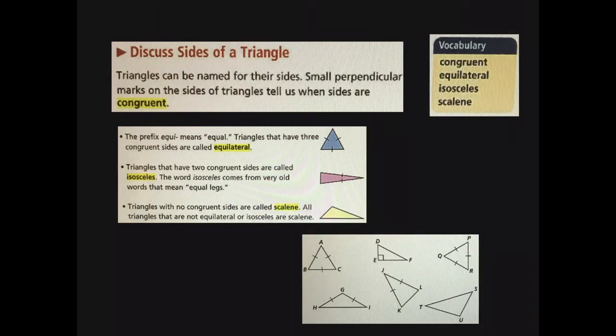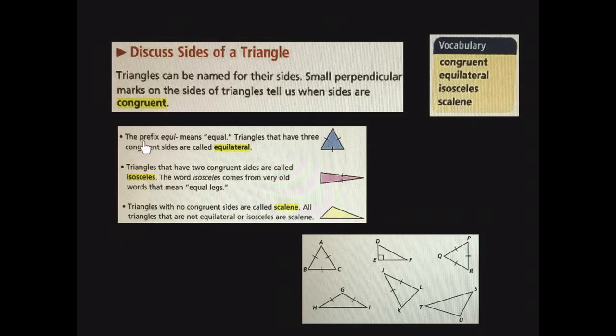Now, there's another way that triangles can be named. One is by their angles, another one is by their sides. So we have some more vocabulary here. Congruent, remember we've learned that, same size, same shape. Equilateral means equal. Isosceles means two are the same. And scalene means none are the same. Scalene kind of sounds like the word aliens or like different, so all the sides are different.